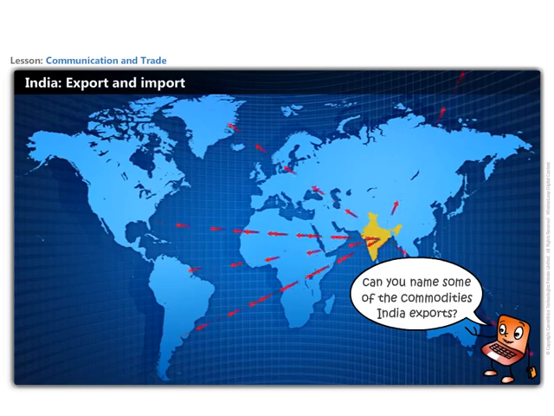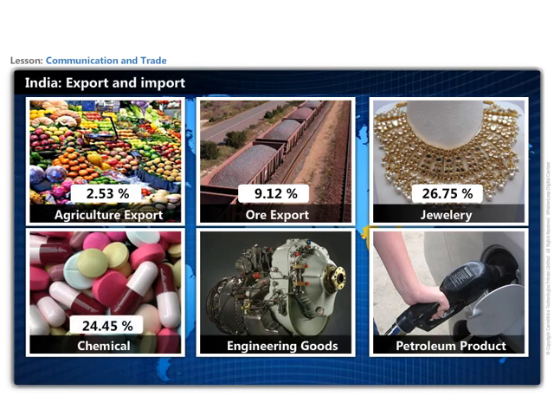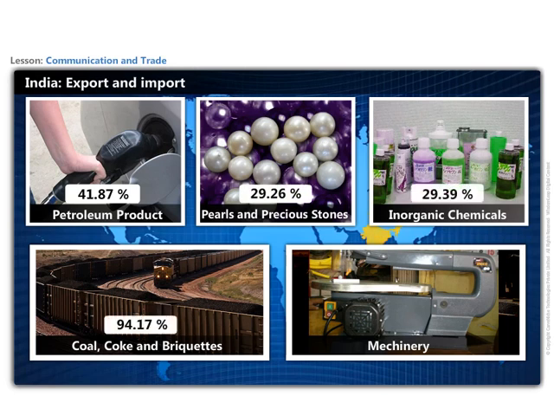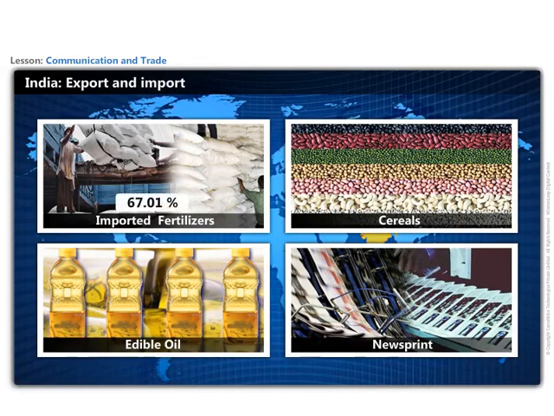Can you name some of the commodities that India exports? Among the commodities of export with increasing share over the last few years till 2004-2005 are agriculture and allied products 2.53%, ores and minerals 9.12%, gems and jewelry 26.75%, chemical and allied products 24.45%, engineering goods 35.63%, and petroleum products 86.12%. The commodities imported to India include petroleum and petroleum products 41.87%, pearls and precious stones 29.26%, inorganic chemicals 29.39%, coal, coke and briquettes 94.17%, machinery 12.56%. Some of the bulk imports include fertilizers 67.01%, cereals 25.23%, edible oil 7.94%, and newsprint 5.51%.